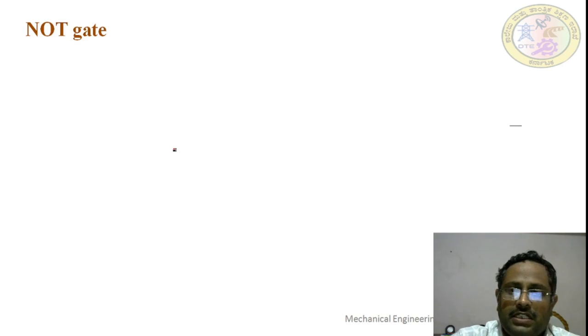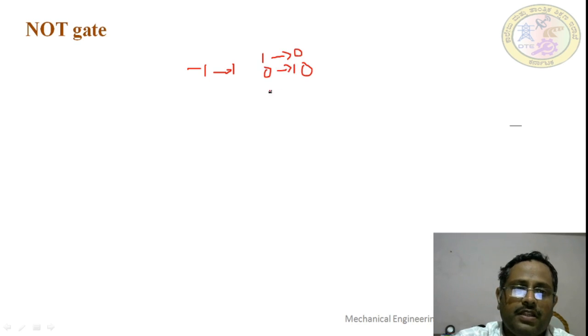What is a NOT gate? A NOT gate is an inverted gate. We call it an inverter or complementary gate, because it has only one input and only one output. It will give an output that is the inversion of its input. If we give 1 as an input, it will give 0 as an output. If we give 0, it will give 1. That is the NOT gate. That's why we call it an inverter gate.